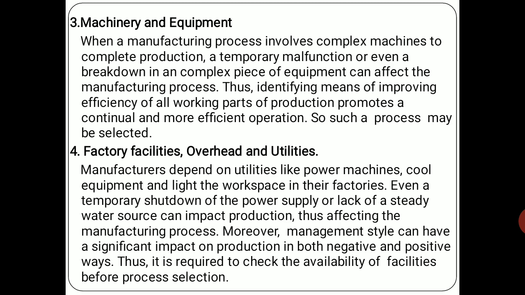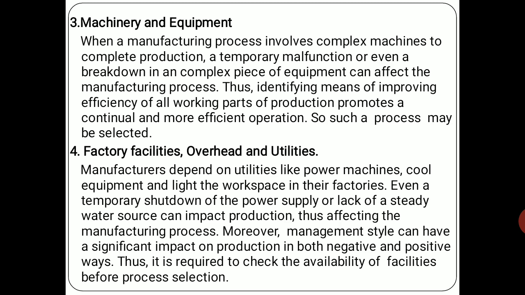Third one is machinery and equipment. Now let us see how these affect it. When a manufacturing process involves complex machines to complete production, a temporary malfunction or even a breakdown in a complex piece of equipment can affect the manufacturing process. Naturally, identifying means of improving the efficiency of all working parts of the production promotes continuous and more efficient operations. So such a process may be selected.